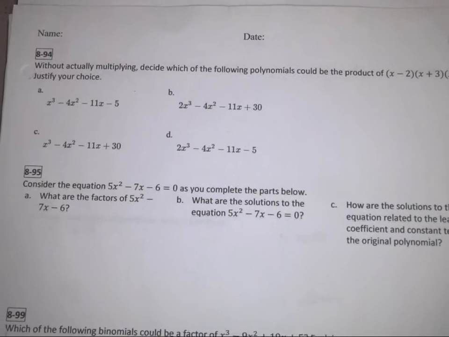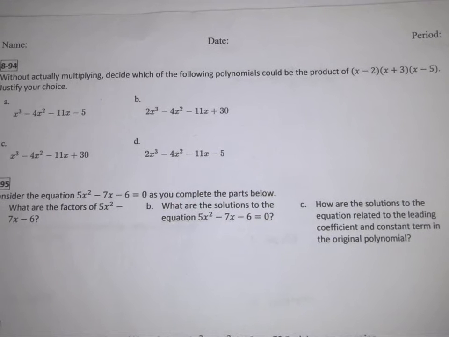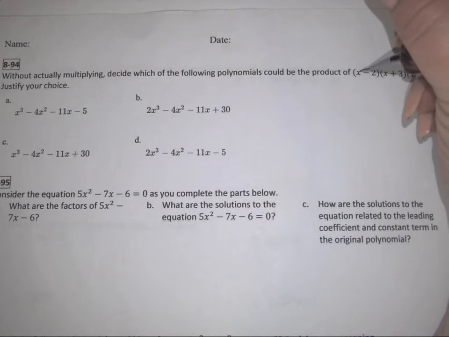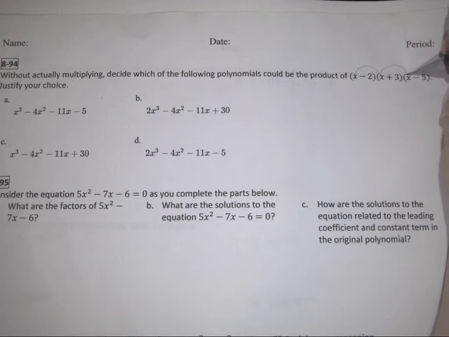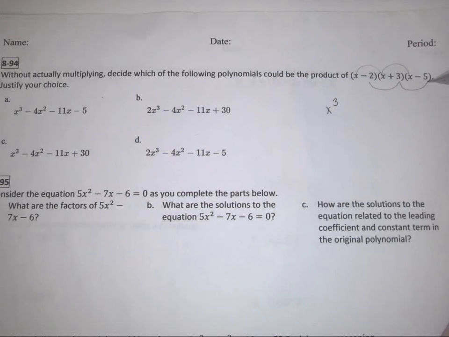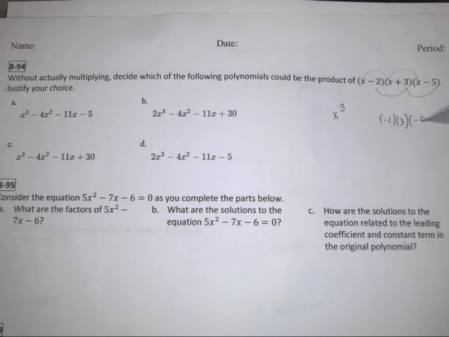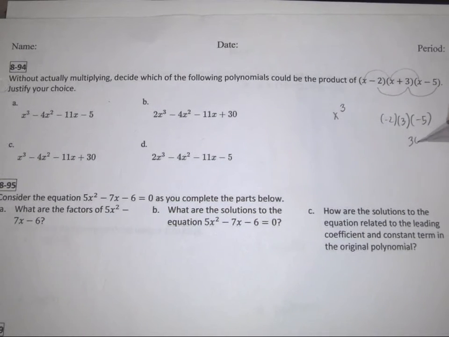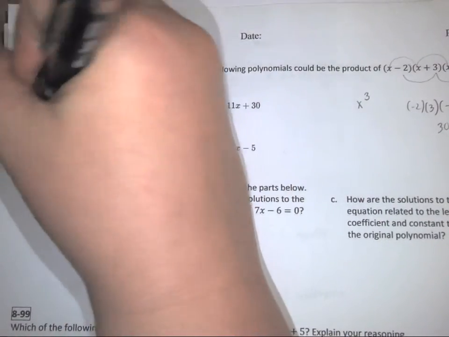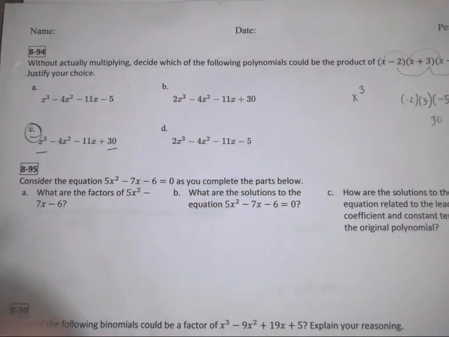Okay, so without actually multiplying, decide which of the following polynomials could be the product of these three binomials. So justify your choice. Well, the best is just to figure out what the first and last term is. So the first term would be like x times x times x. So the first term will definitely be x cubed, and the last term will be the three numbers together, that'd be negative 2 times 3 times negative 5, which is 30. So if you look, the only one that satisfies both the first and last term of being x cubed and 30 is C.